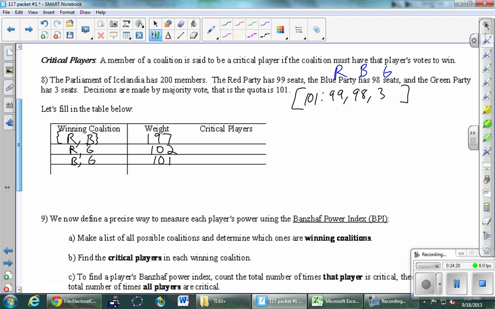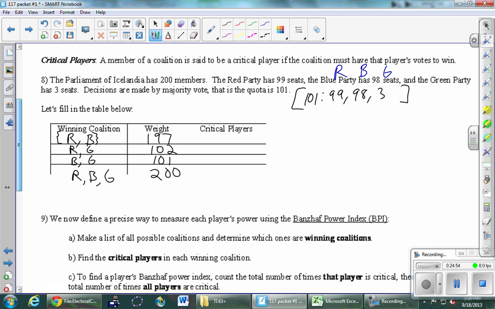And then we've done all the pairs, and now we're going to look for trios of people, and if all three of them are in favor, then the thing will pass. So we'll go ahead and list R and B and G all together. That's the grand coalition. Everybody voting the same way. And how much weight do they have? 200 altogether. So far, so good? And we didn't put any singles there because no single person could pass it by themselves. We only care about winning coalitions, not losing coalitions.